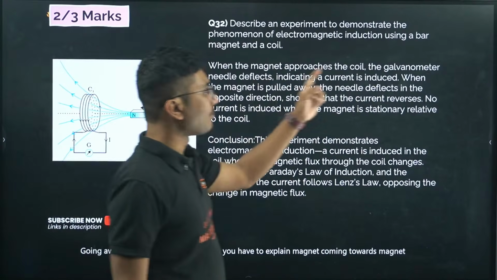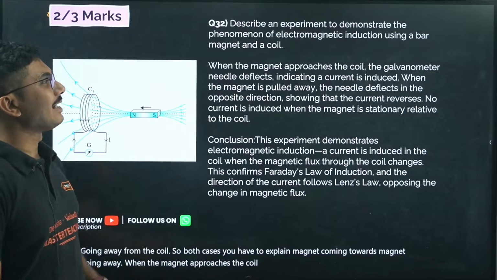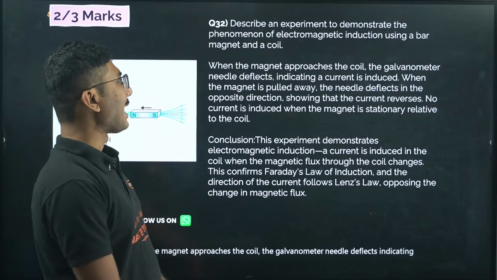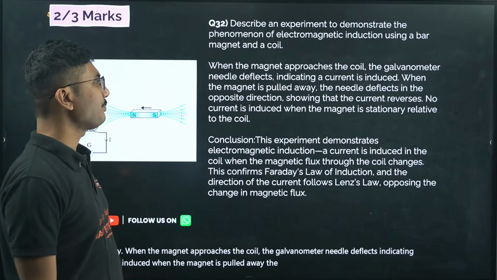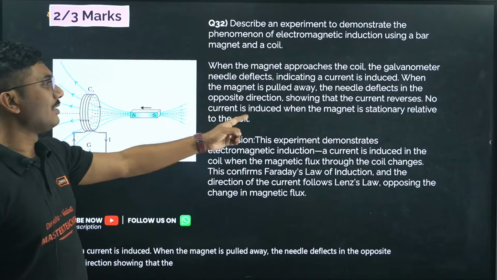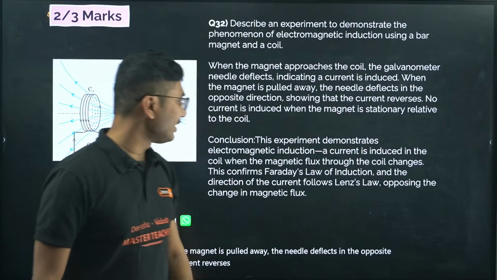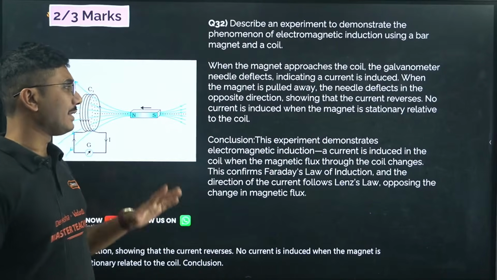When the magnet approaches the coil, the galvanometer needle deflects, indicating that a current is induced. When the magnet is pulled away, the needle deflects in the opposite direction, showing that the current reverses. No current is induced when the magnet is stationary relative to the coil. The conclusion is very, very important to write in this case.